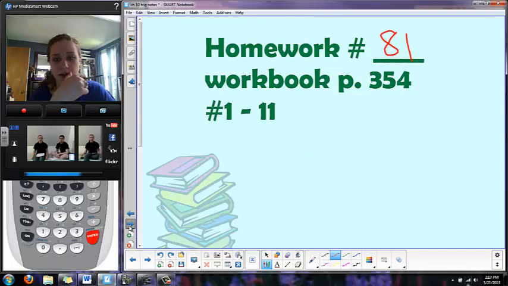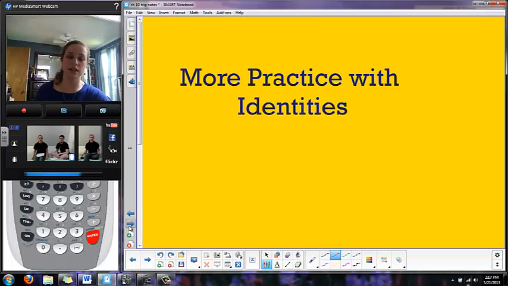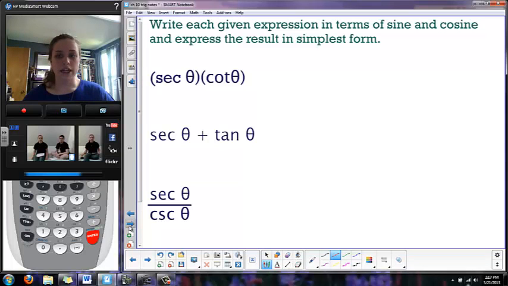Okay, so next one. More practice with identities. You're still going to be using those same identities that I wrote out for you before, okay? Alright, write each given expression in terms of sine and cosine, and express the result in simplest form. Same kind of questions that we had before. We're going to rewrite everything in terms of sine and cosine, and then simplify, cross things out, and see what happens.